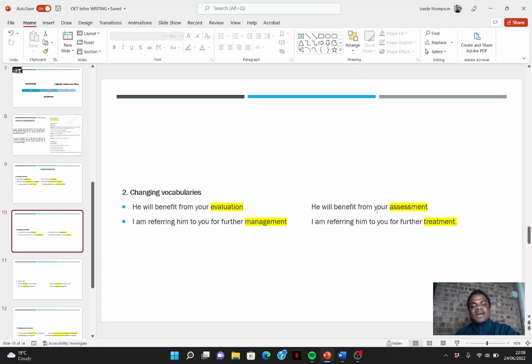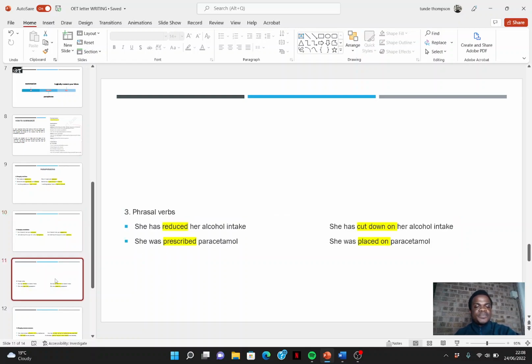But the problem with this form of paraphrasing is that sometimes students are tempted to change all words in the case note, which you don't necessarily need to do. For example, there are some words you really don't need to tamper with. For example, signs and symptoms in a case note. When you change signs and symptoms, trying to paraphrase them, most times it gives them another different meaning, and that will impact negatively on the clarity of that letter writing. So avoid paraphrasing signs and symptoms as much as possible.